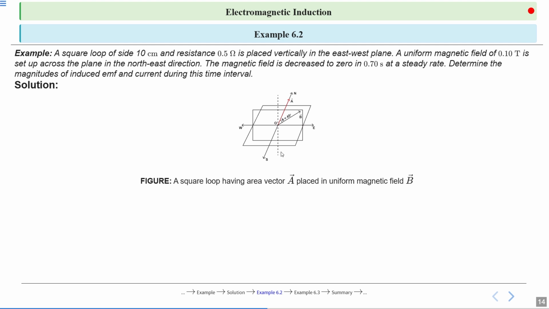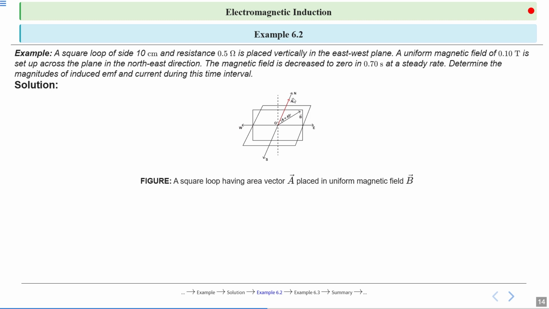This dashed line is passing through that square loop, which is perpendicular to the east-west plane. So follow my cursor. This is the loop. This loop is perpendicular to the east-west plane, and its area vector will be in the north direction because it is perpendicular to the east-west direction. So the area vector will be perpendicular to this plane, which is in the north direction.